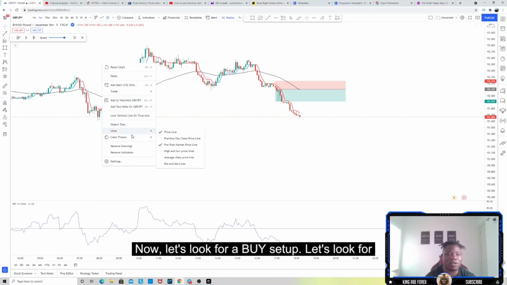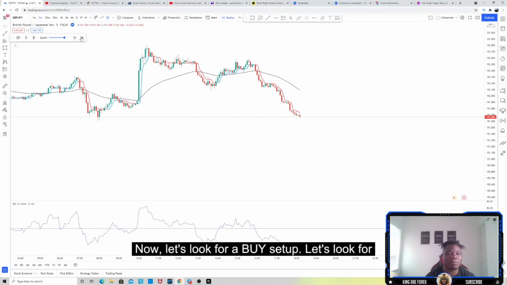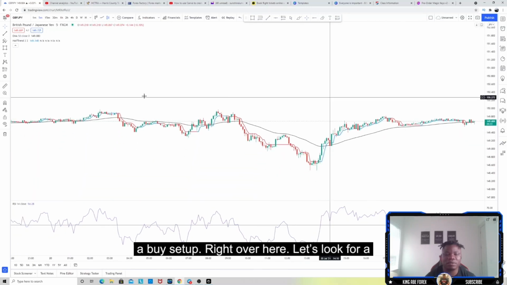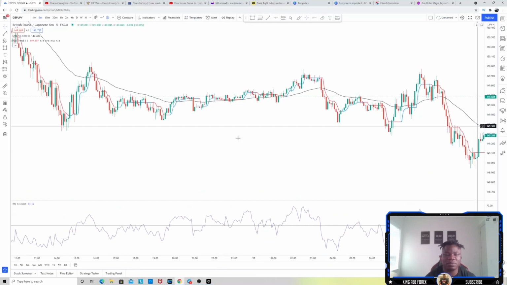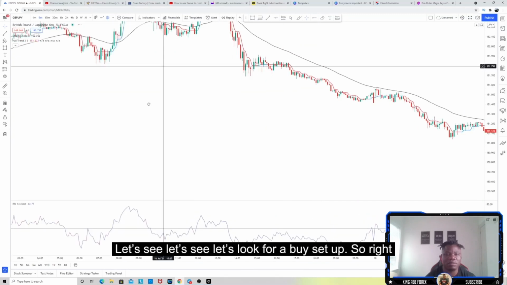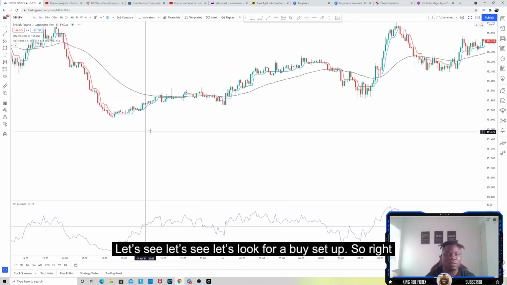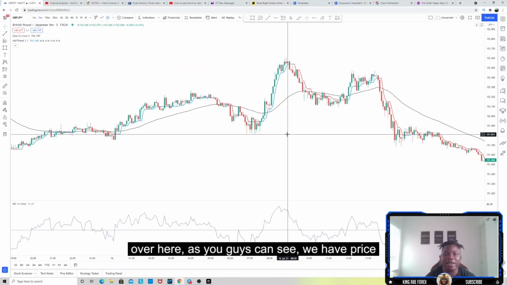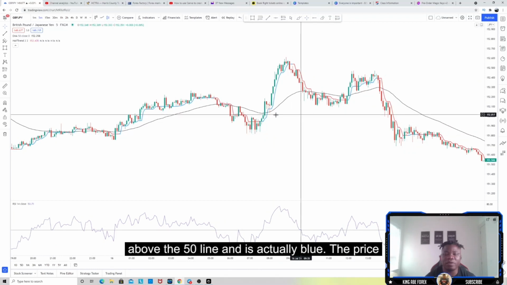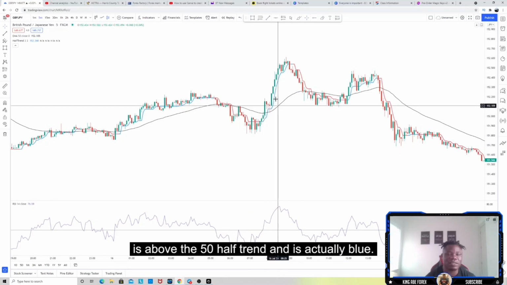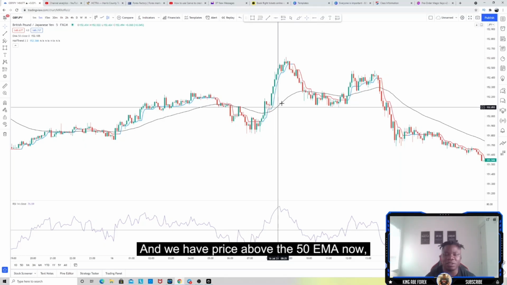Now let's look for a buy setup. Right over here, as you guys can see, we have price above the 50 line and it is actually blue. The price is above the half trend and it is actually blue, and we have price above the 50 EMA.